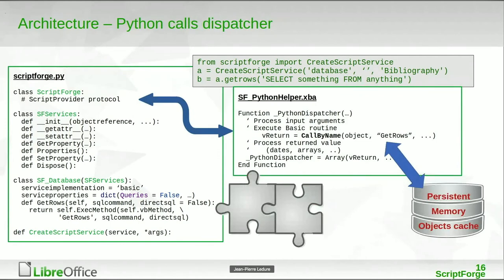The counterpart of the protocol on the BASIC side is implemented in a Python dispatcher function. And that function is quite simple. It processes the input arguments, for instance dates, calls the correct property or method, and returns what must be returned, also after enrichment. I mean here that the return values are, of course, the value itself, but eventually also the var type of the return value and other things. This makes a reinterpretation of the return values at the Python side possible if necessary.